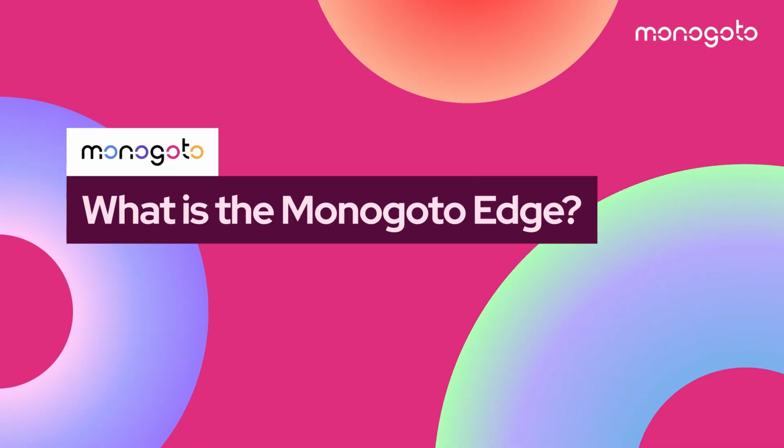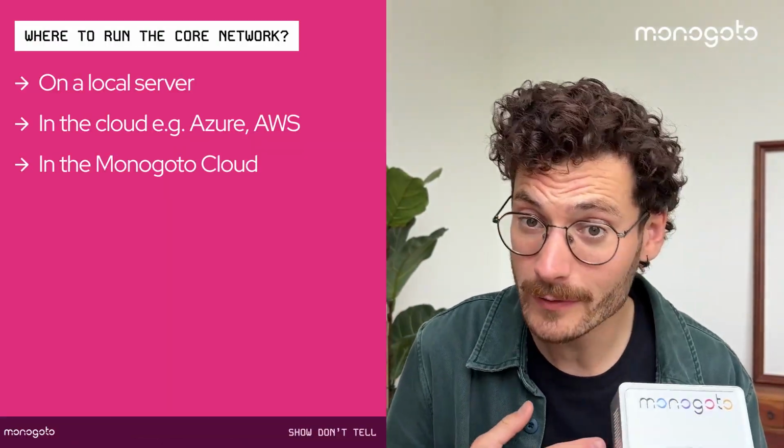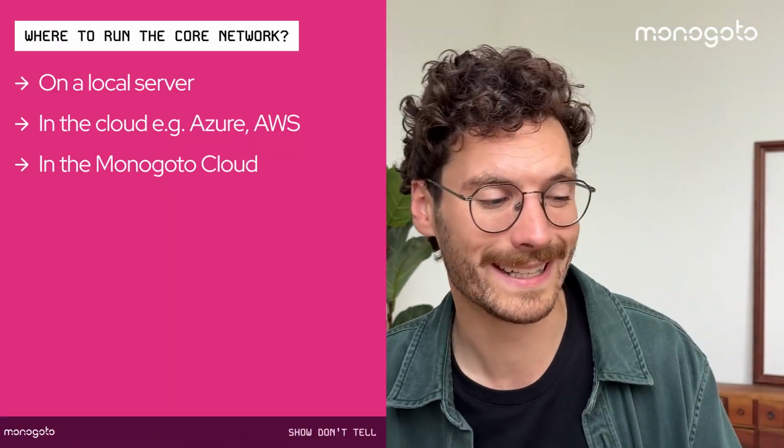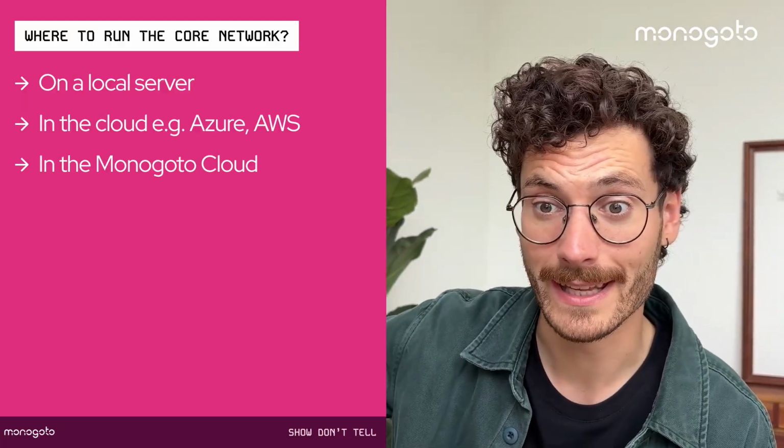Well, what is this EDGE? It's in fact not really about the box. It's about the software that runs on it, because it's about the Monogoto core network. And this piece of software you can run on a local server like this one, or you can run it somewhere in the cloud like AWS or Azure. And you can even let Monogoto run it in their cloud, but for less latency and more control and better security, it might be better to run it yourself.